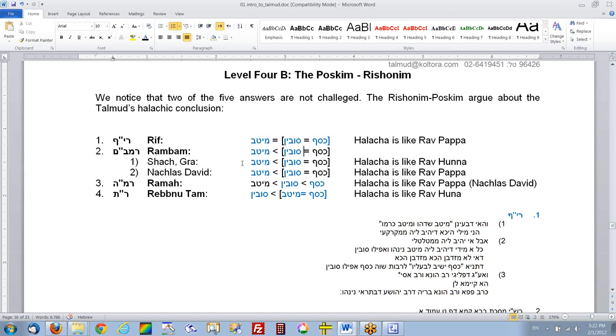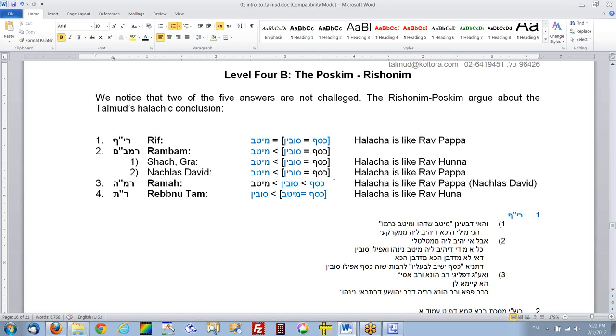So here we're going to discuss, when we're talking about the Rishonim, there's a difference of opinion about who the Rambam is going like. Is he holding like Rav Huna, or is he holding like Rav Papa? If he's holding like Rav Papa, then Achlas David says that Rav Papa holds that Kesef and Subin are the best, and Meitav comes in second place.